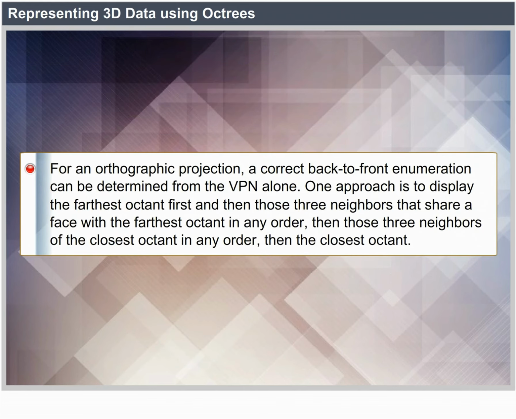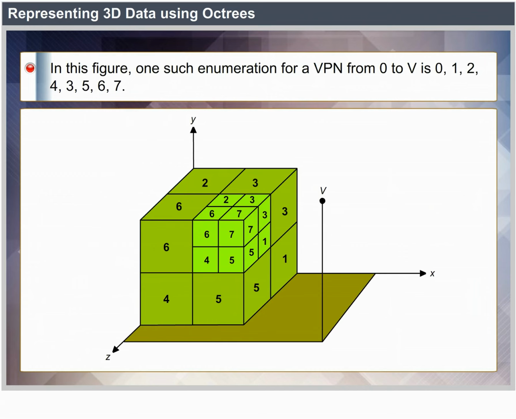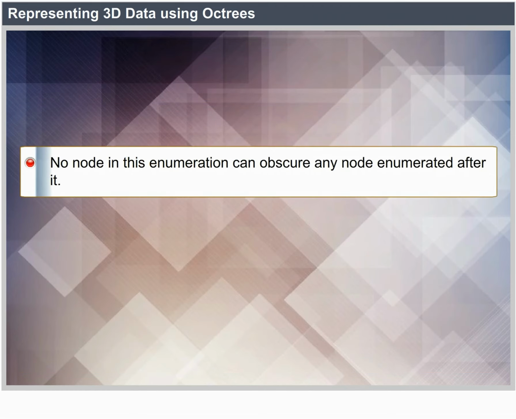For an orthographic projection, a correct back-to-front enumeration can be determined from the VPN alone. One approach is to display the farthest octant first, then those three neighbors that share a face with the farthest octant in any order, then those three neighbors of the closest octant in any order, then the closest octant. In this figure, one such enumeration for VPN from 0 to V is 0, 1, 2, 4, 3, 5, 6, 7. No node in this enumeration can obscure any node enumerated after it.